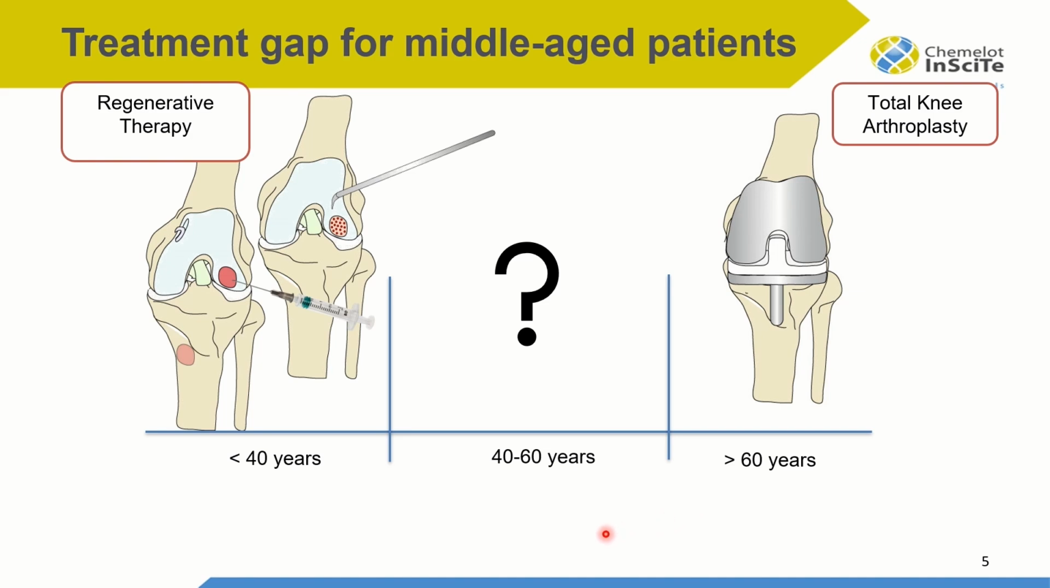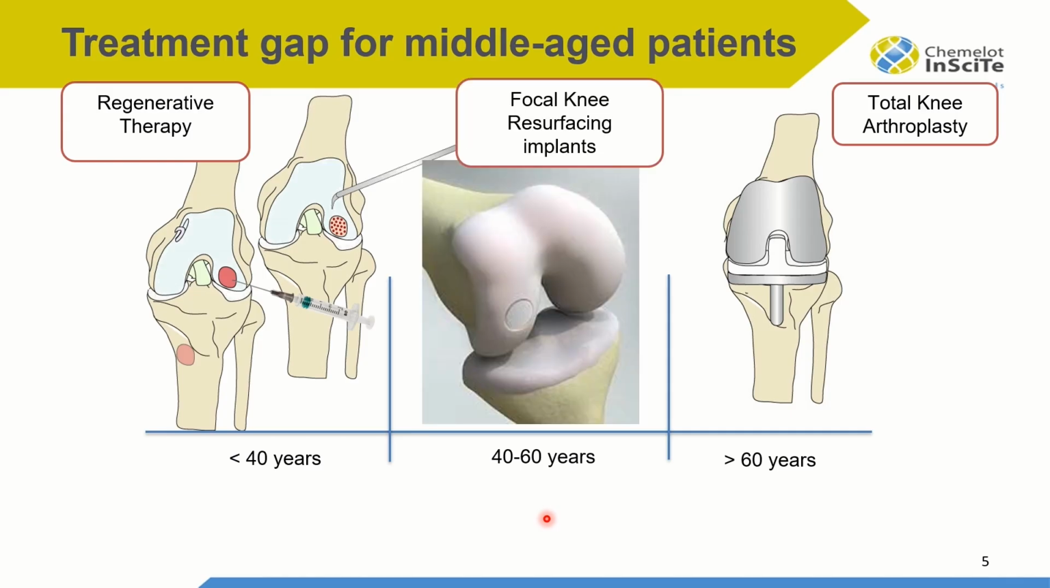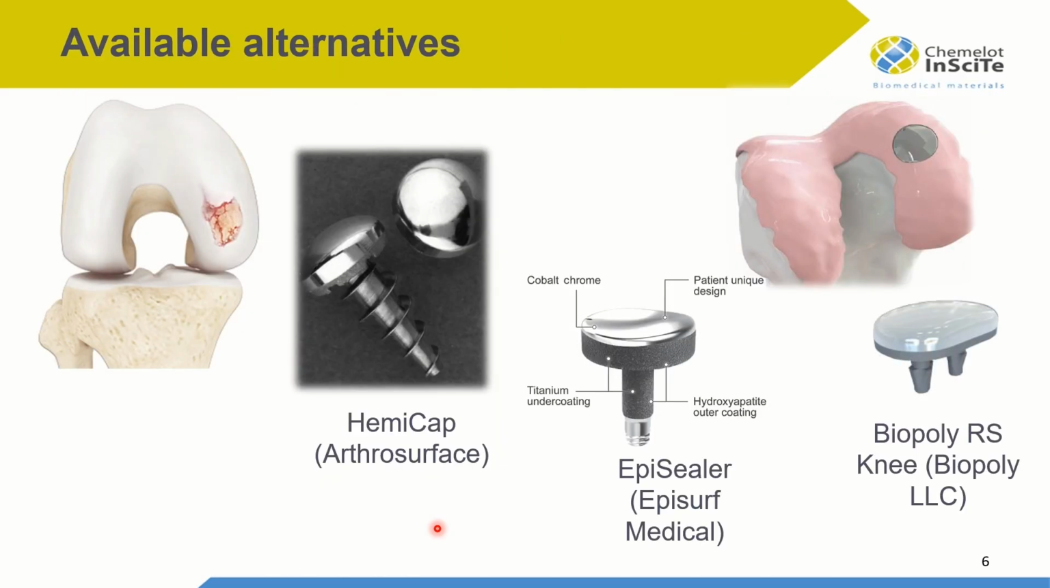But for the middle-aged patients, both methods are not as successful as their own age groups. As a SciCap project, we are working on developing focal knee resurfacing implants to bridge this gap. In this way, we are aiming to slow down or stop the degeneration of the cartilage health, and as a result, the patient may never need a total knee arthroplasty.